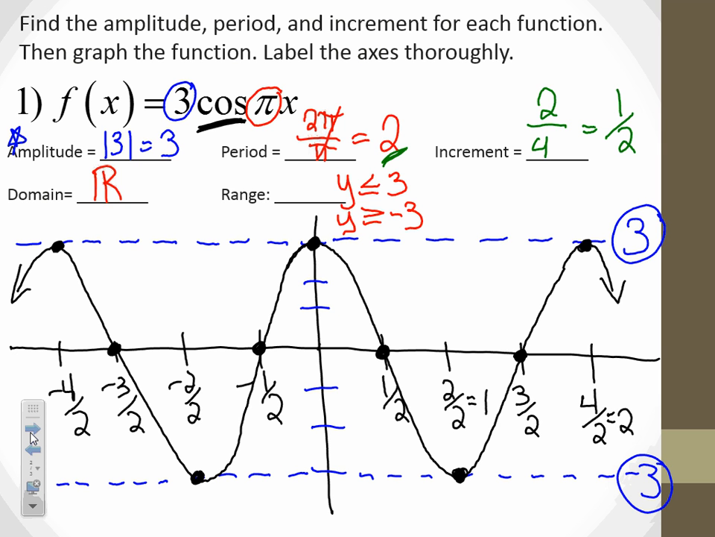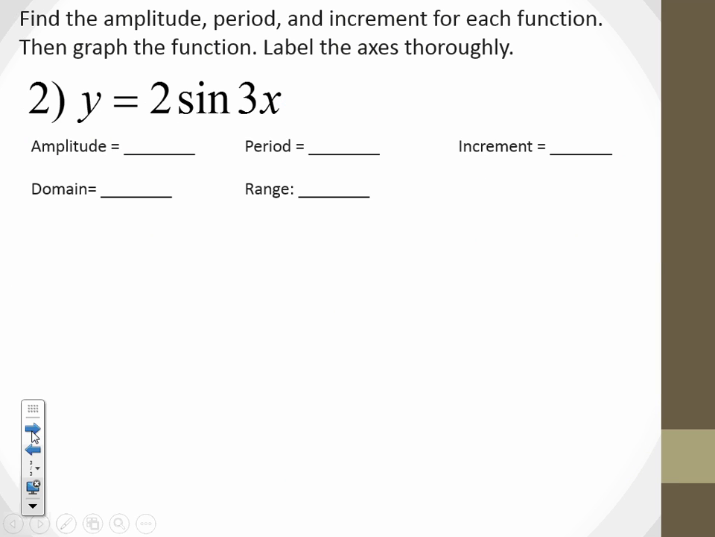Remember, you can write it like that, or if you just want to write it all in one, you can write it like this. Okay, moving on to our last example for the day. Here we go. Y equals 2 times the sine of 3x.